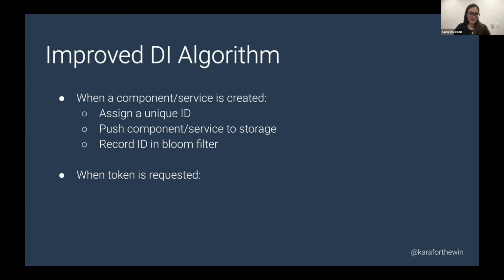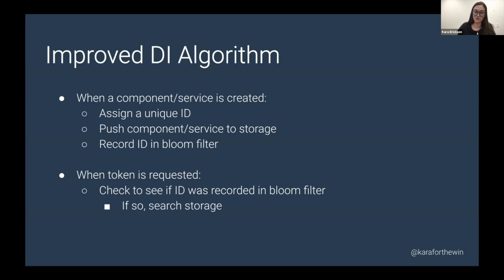When the token is requested by something else, first we hash the type to its ID, which remember we stored on the type, and then we check the Bloom filter on the current injector to see if we recorded that ID. If we did, we search the storage and incur the potentially expensive cost of searching through all those items. And if not, we traverse to the parent injector, check that Bloom filter, and repeat. So in this case, we can avoid searching the storage if we know that the item is definitely not in the set.